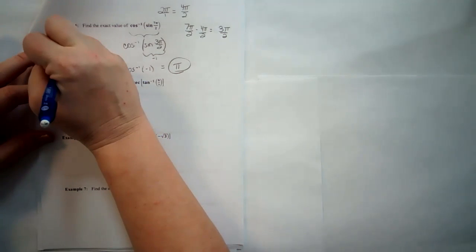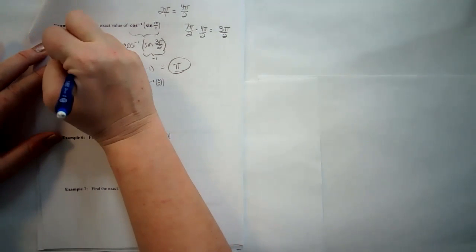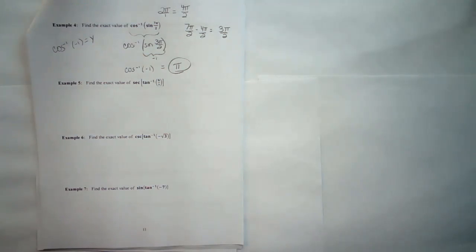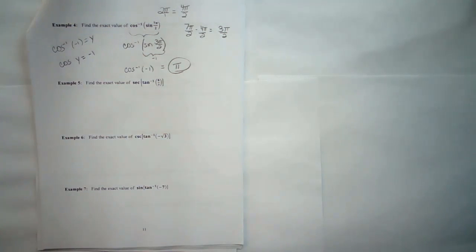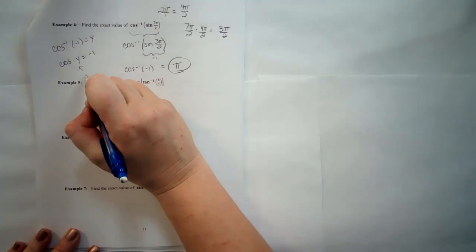Now remember, you could have written it like this, where I set that equal to y, and then I rearrange it like this, and then this tells me y is pi. So you can always do it that way too if it helps your brain a little bit. You can rewrite it. Okay? Is everybody okay with that? Okay, let's.